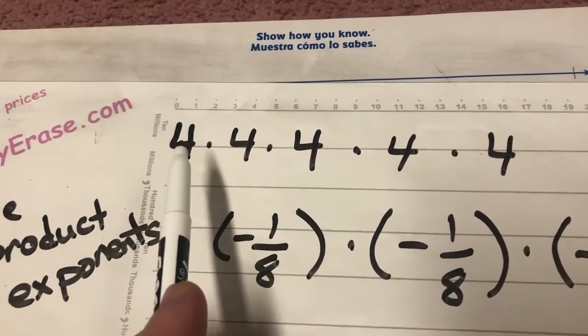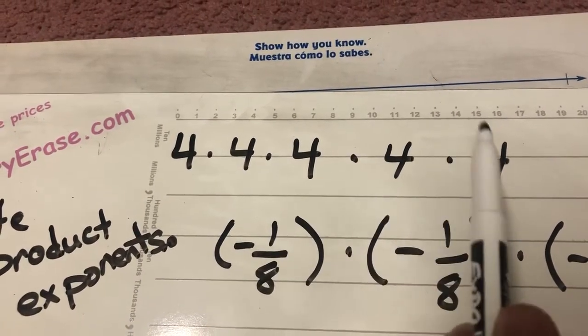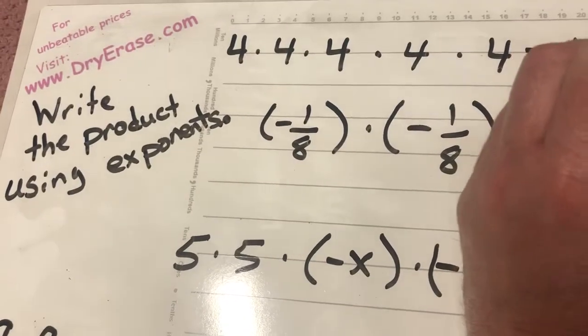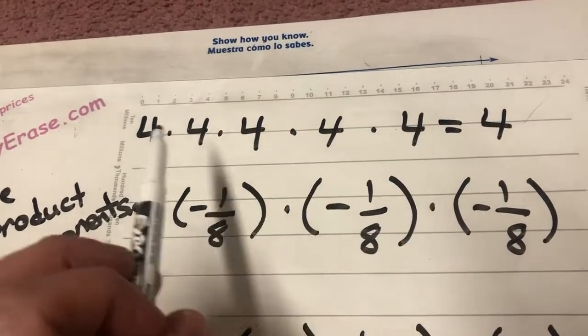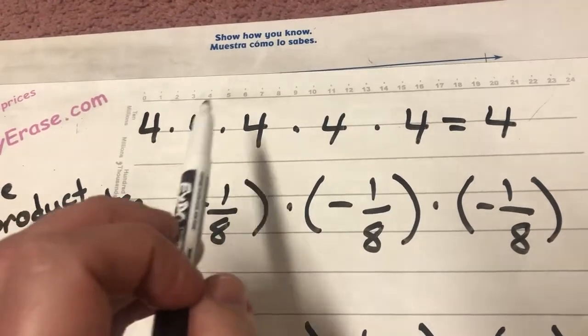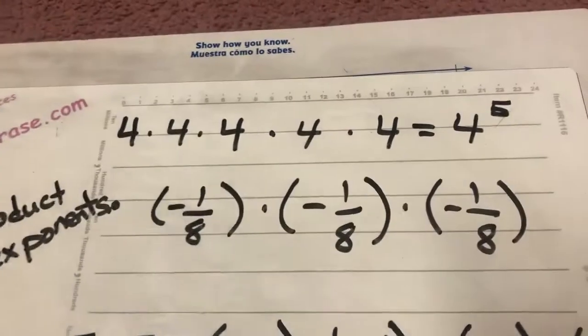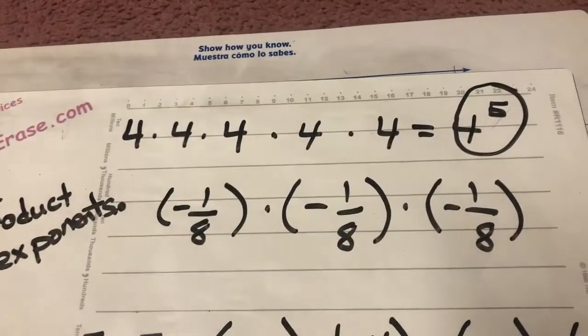But we look at this first one, 4 times 4 times 4 times 4 times 4. So we're going to write this as an exponent, meaning that our base number is going to be 4, just like all of the other 4s. And then how many 4s do we have? 1, 2, 3, 4, 5. 4 to the power of 5. And that is that written as an exponent.